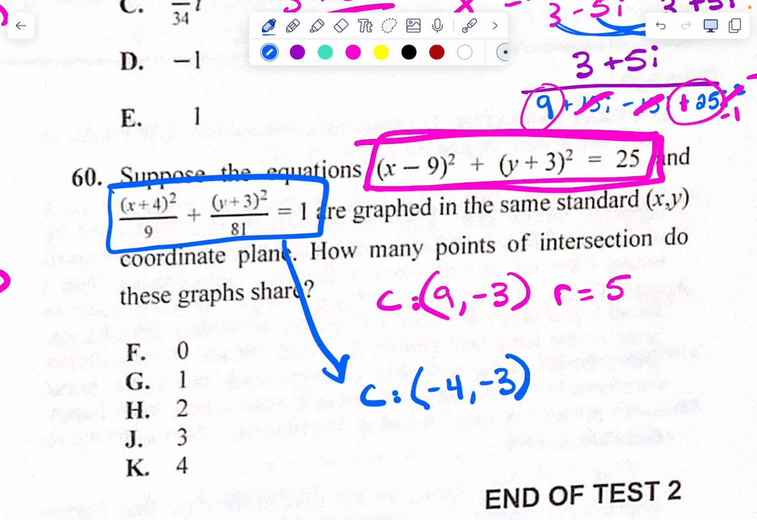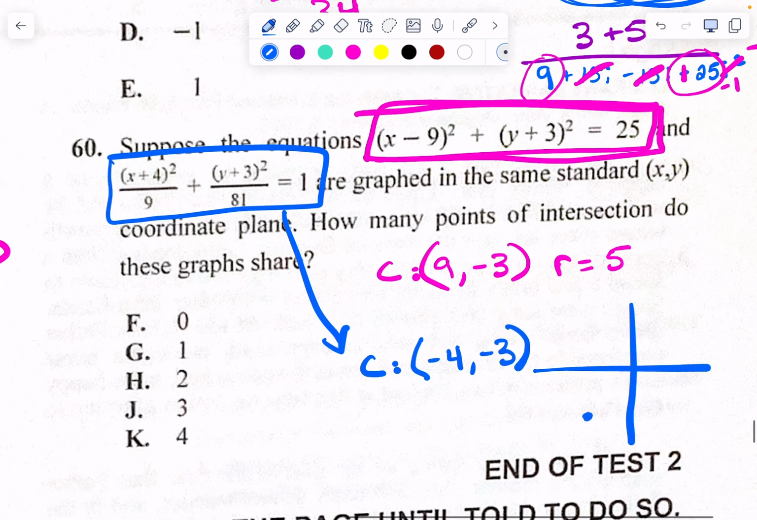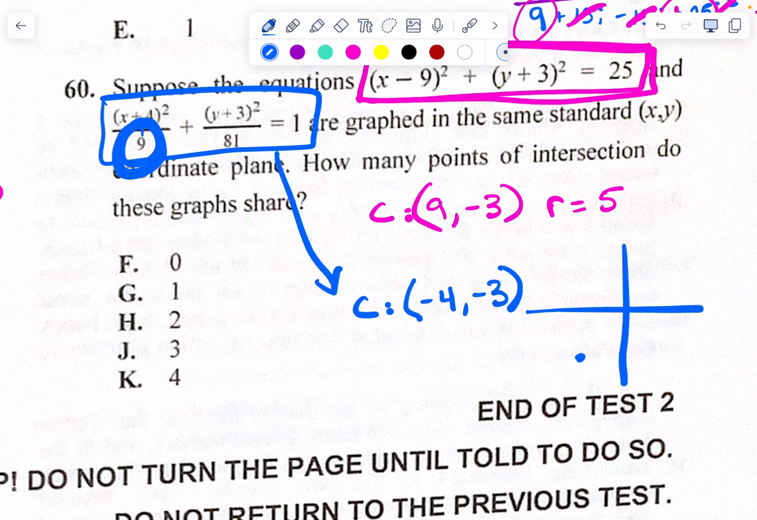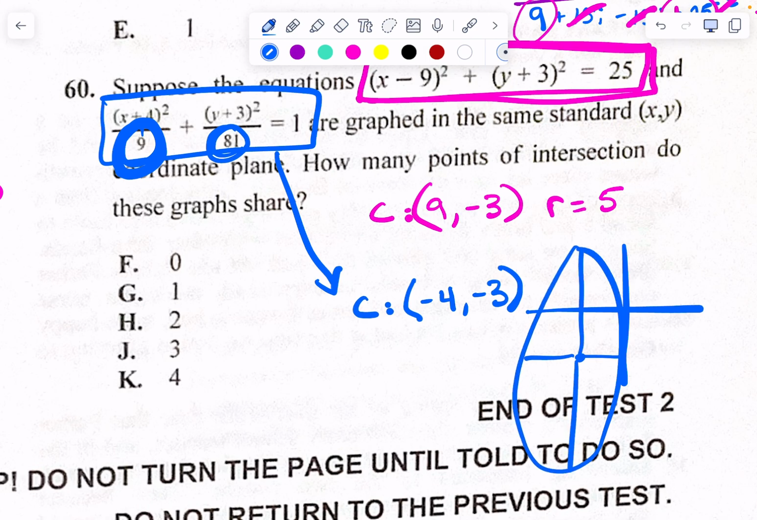Okay. So negative 4, negative 3 is down here, right? For an ellipse, it goes different units in the x direction than it does in the y direction. So maybe he's like this, where he's shorter this way than he is this way. Do you know how you determine which way he is in which direction? How many units is he in the x direction? 3. So 3 units this way, 3 units this way. How many units is he in the y direction? 9. So he is an oval that looks like this. So the radius in the x direction is 3, the radius in the y direction is 9. That's how that works.